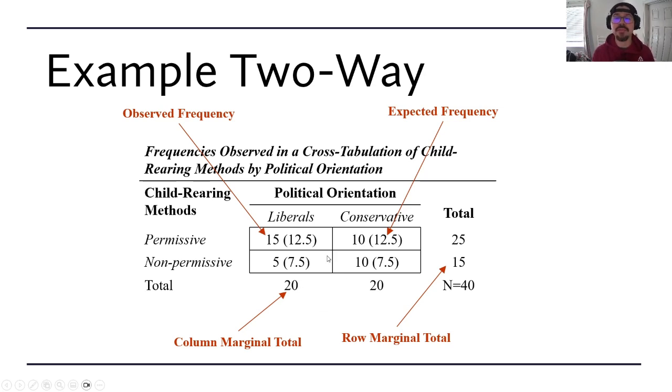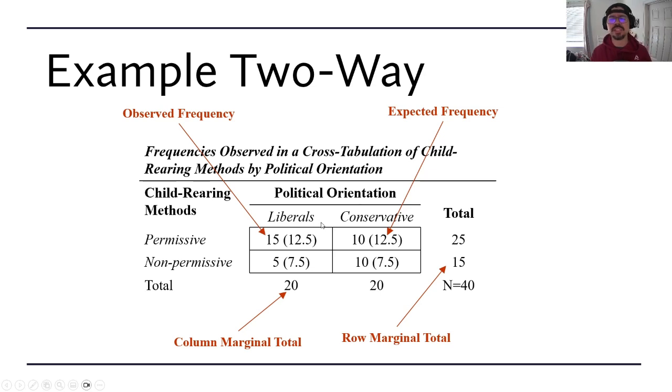Within the parentheses, we have expected frequencies. Remember that in order to calculate expected frequencies for the two-way chi-square, you would take the row marginal total. If we're looking at those individuals who are liberal with permissive parenting, we would take that cell's row marginal total, which is 25, multiplied by the column marginal total associated with that cell, which is 20. When you multiply those together, whatever that product is, you divide by your n of 40. I'm showing you how this process works, but again, not asking you to do this by hand.